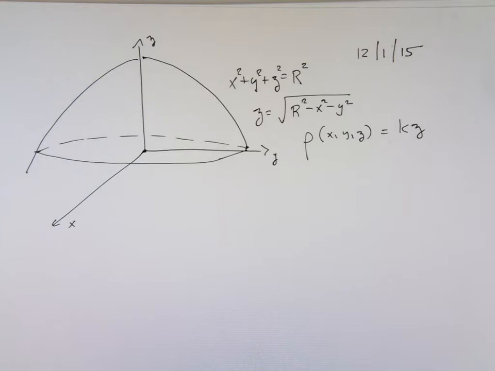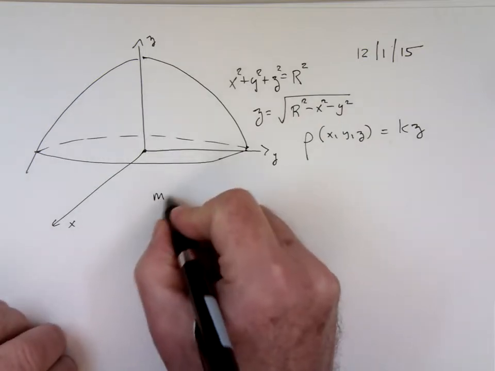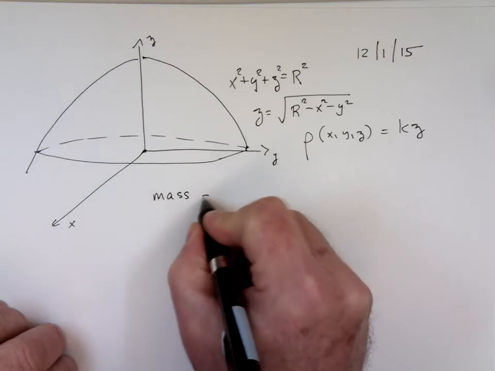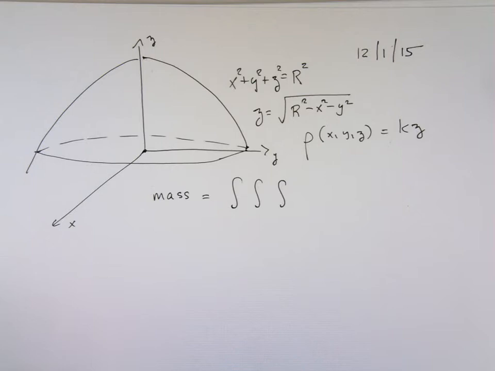And what we did yesterday was we set it up 3 different ways: rectangular, cylindrical, and spherical. And because the spherical coordinates had those nice constants for limits of integration, we're going to do it that way. Okay? So let's do it. So the first thing is to find the mass of this object.